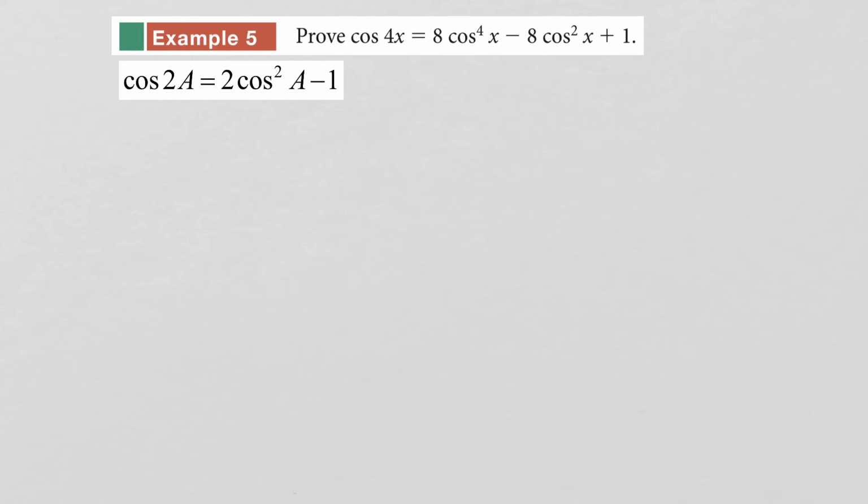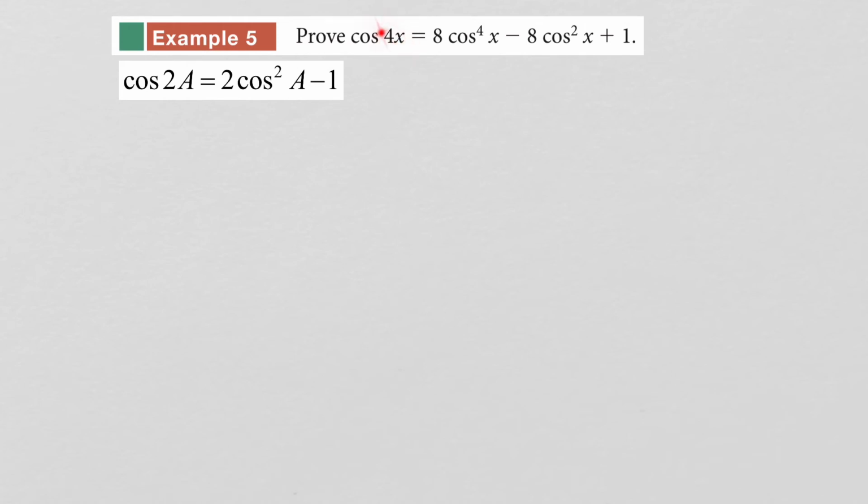In this next example, we want to prove that the cosine of 4x is equal to 8 times cosine to the 4th power of x minus 8 times cosine squared of x plus 1. And I'll just warn you, this problem is pretty long. We start by reminding ourselves of the double angle formula for cosine. Now, how do I know to think about the double angle formula? Well, if you look at the left-hand side, we have the cosine of 4x, and on the right-hand side, we just have the cosine of x.